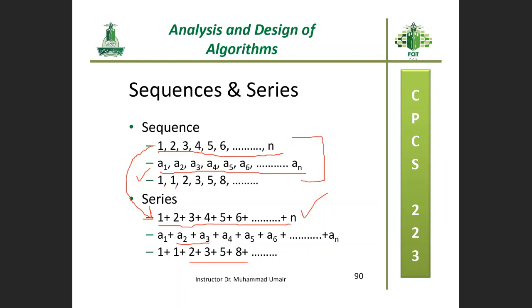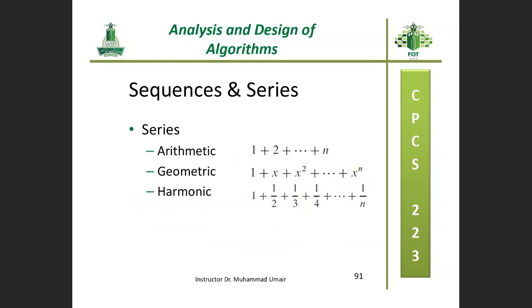That is very much important for analysis. For example, an arithmetic series is 1 plus 2 plus 3 plus n. When the next term is created by adding some difference d to the previous term, that is called an arithmetic series. If the next term is calculated by multiplying by some factor, that is called a geometric series. And if the next term is calculated by dividing by some value, that is called a harmonic series. So these are the three basic types of series: arithmetic, geometric, and harmonic.